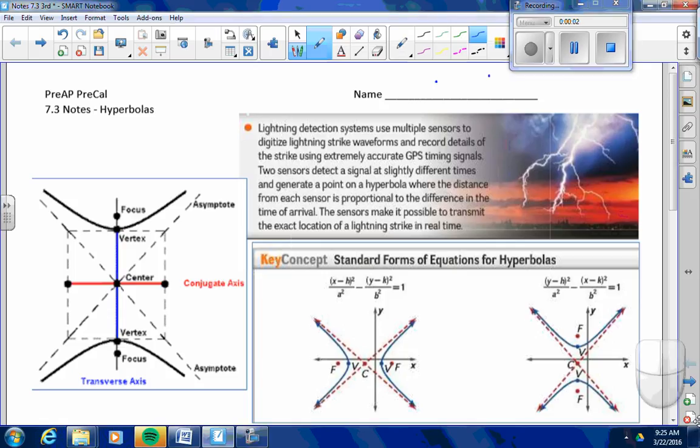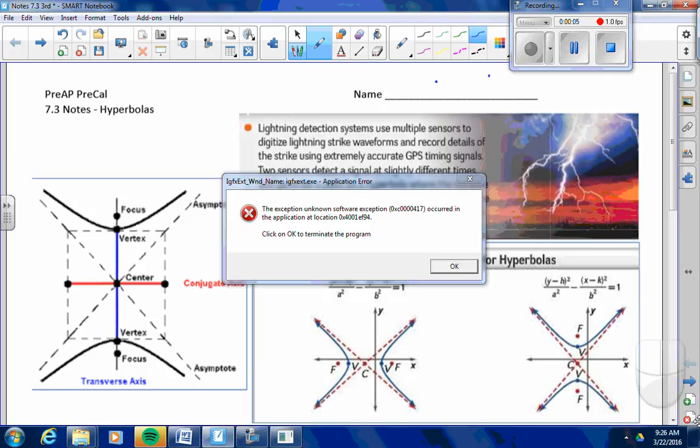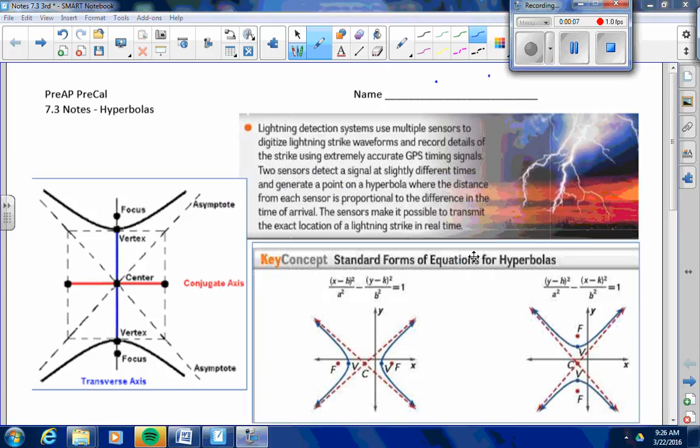Today we're looking at 7.3. It's all about hyperbolas. So a hyperbola is basically kind of like two parabolas going in opposite directions from each other.